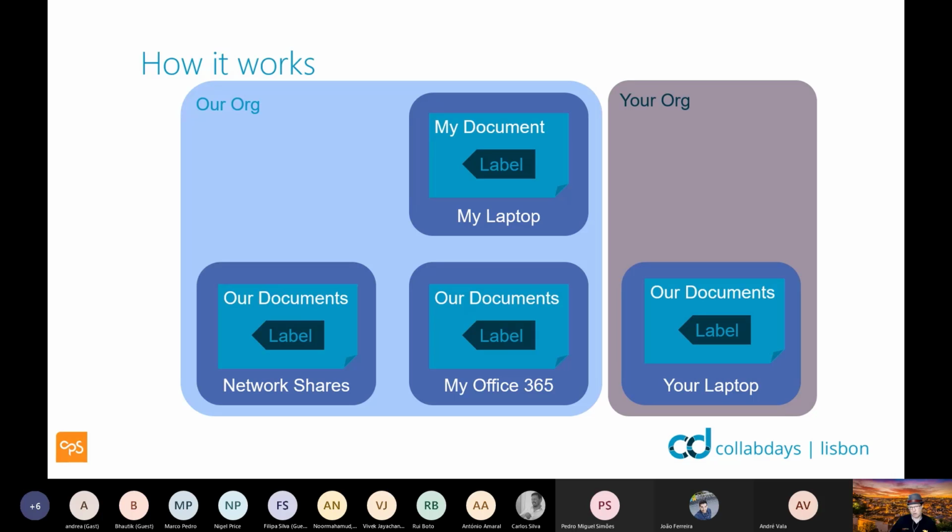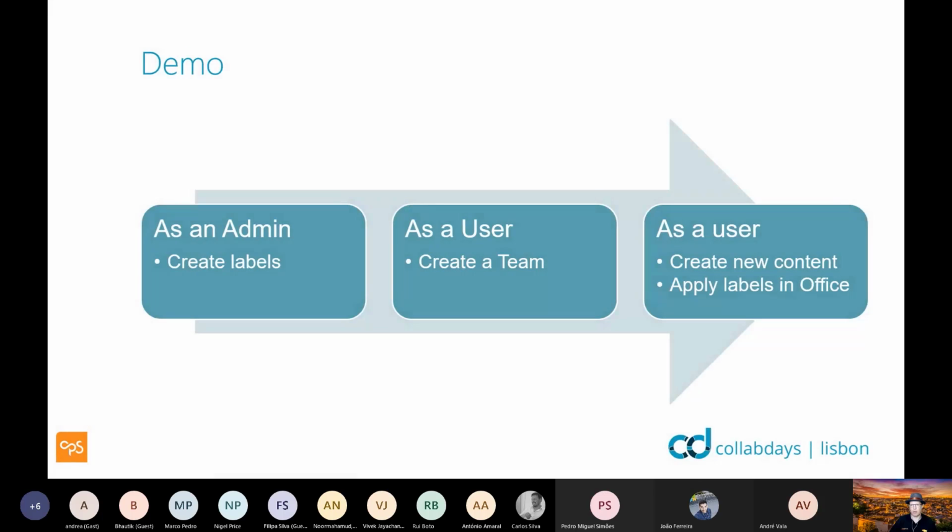So we have the key concepts. We're going to apply labels. They are then going to control how that document is managed. So let's look at what that looks like within the context of a demo. What I'm going to do is show you how to create a label, and then we'll create a team as well, and then I'll show you how the labels are used in Office.